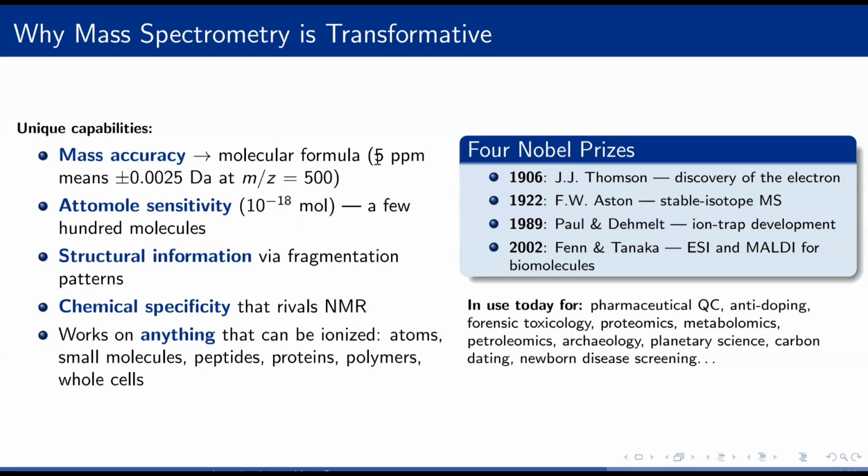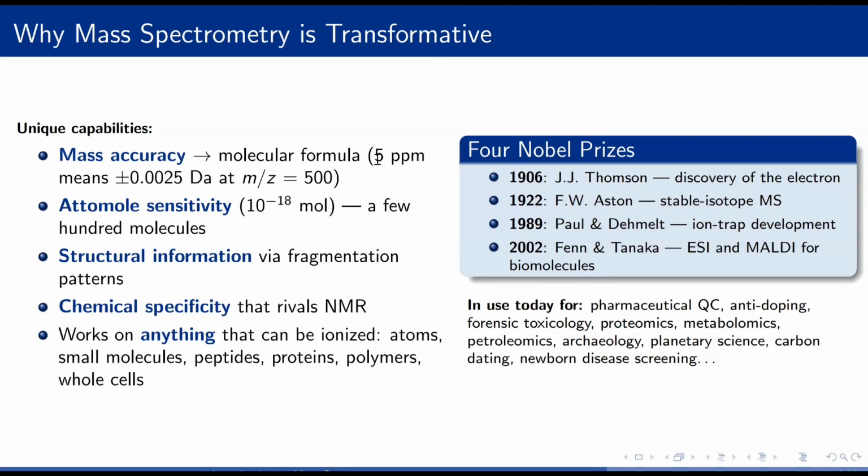Second, sensitivity, attomole. That is 10 to the minus 18 moles. For a molecule of moderate size, that's somewhere around a few hundred to a few thousand individual molecules. You can genuinely detect single-digit numbers of molecules on a good LC-MS system. This matters enormously for trace analysis, doping, drug metabolism, environmental contaminants, and so on.